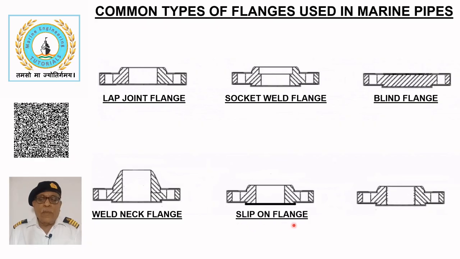Slip-on flange. It slips over the pipe and is fillet welded on both sides. It is most commonly used for low to medium pressure systems such as cooling water and ballast lines. It is easy to align and install and is cheaper than the weld neck flange. Threaded flange. This flange has internal threads, allowing it to be attached without welding, and is used in special applications.